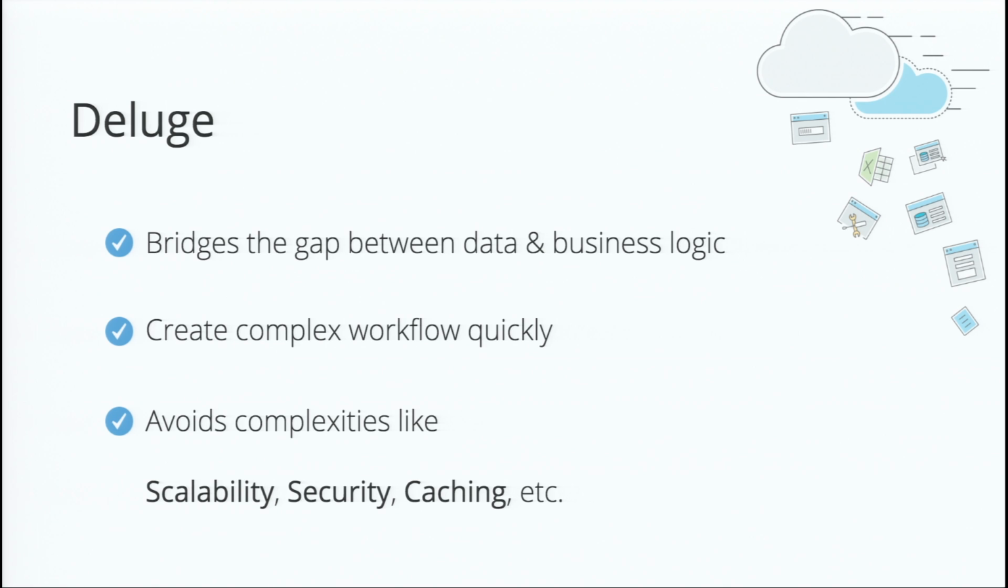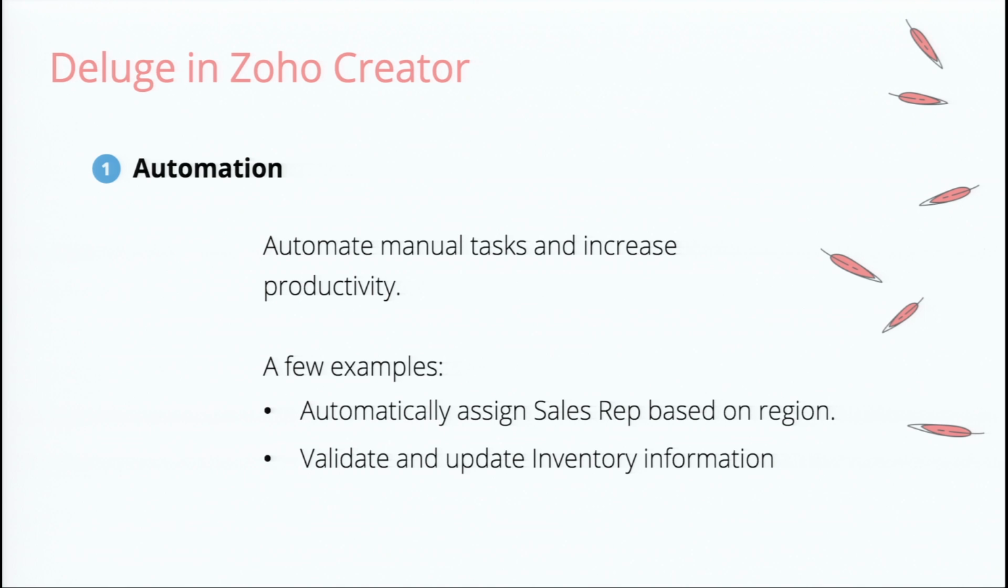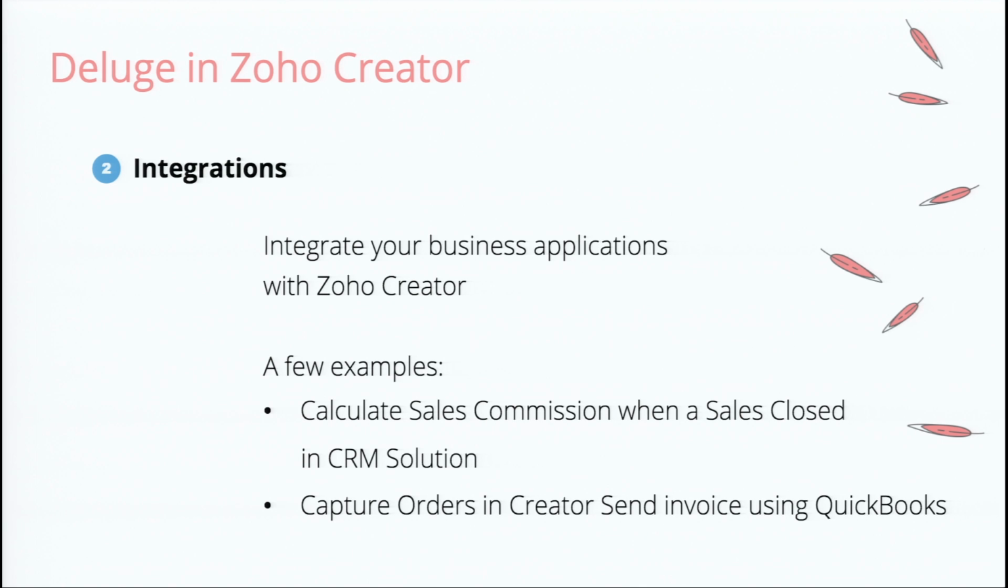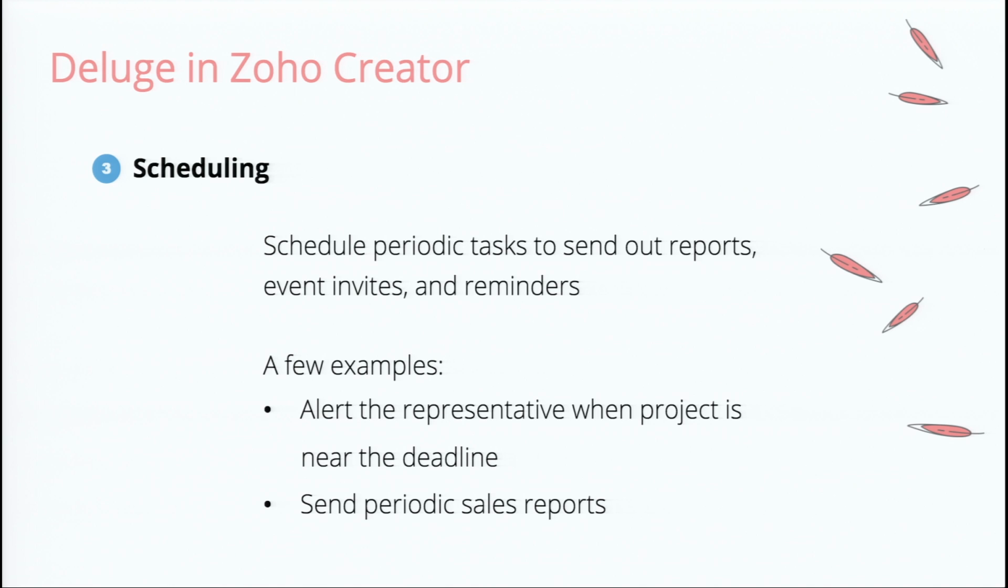And then Deluge helps you build a few things in Creator. What are those things? So we have seen automation. It helps you automate a few steps. This set we're going to see today. We're going to take one such example and automate that particular application. Another thing is integrations. The integration is happening on the developer track. We are not seeing it here. As such, integration is a little more complex compared to the other automation. And it helps you do scheduling as well.